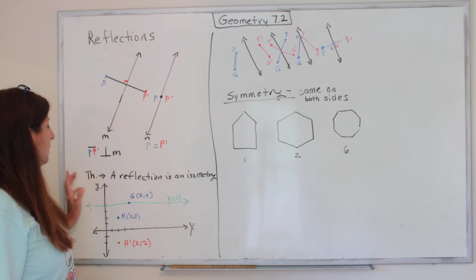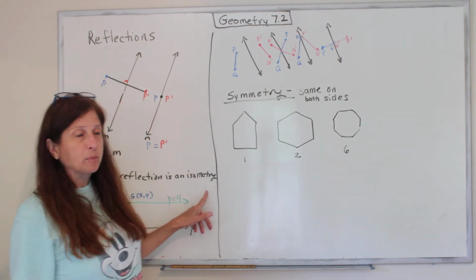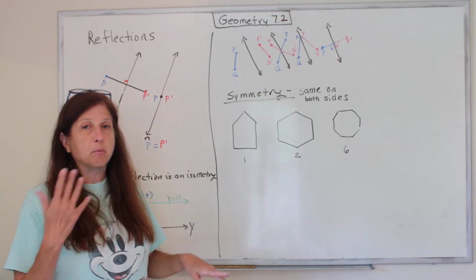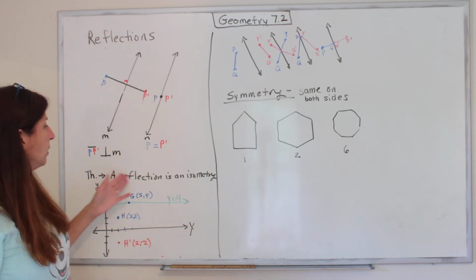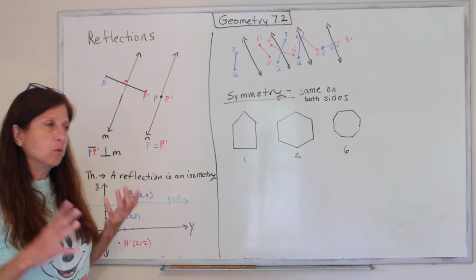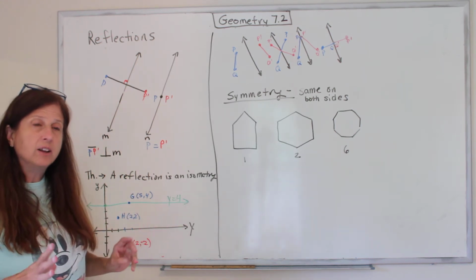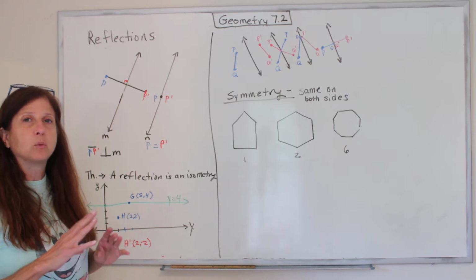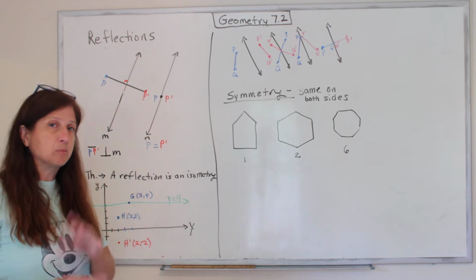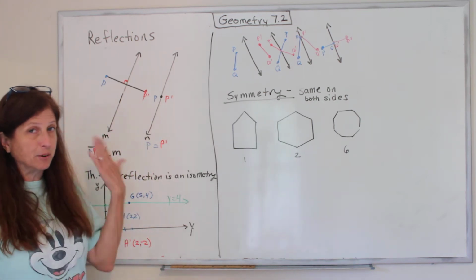Okay, so here's a theorem, and it says a reflection is an isometry. Remember, iso means same, and isometry means it's the same shape with the same size. So, we talked about last time that these transformations were isometries, that we're moving shapes around, but we're not changing their size or shape. Later on, we will talk about things where they're similar and they are different sizes, but the same shape. But right now, everything is same size, same shape, okay?